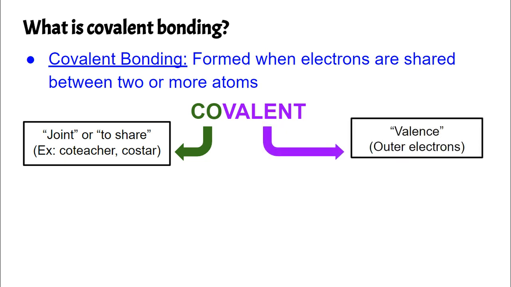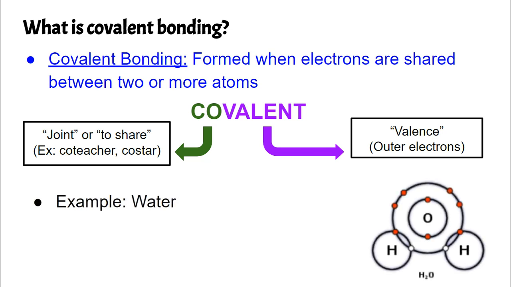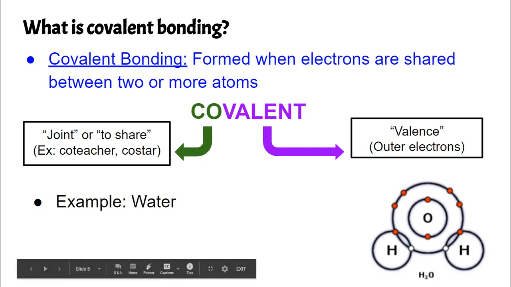Valent is just from the word valence, which we know are outer electrons. So the word covalent means to share outer electrons. Hopefully that makes it a little bit easier to remember. And an example of a covalent bond is water. So we have a picture of this water molecule right over here.